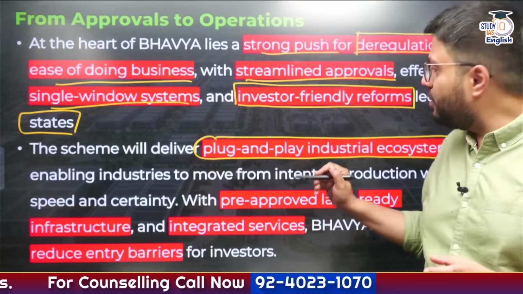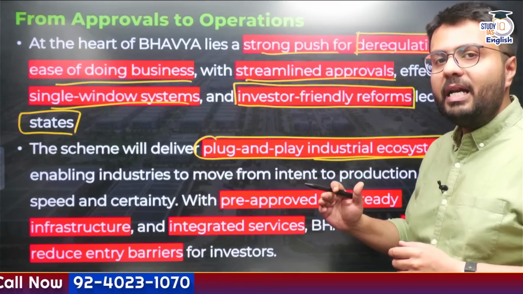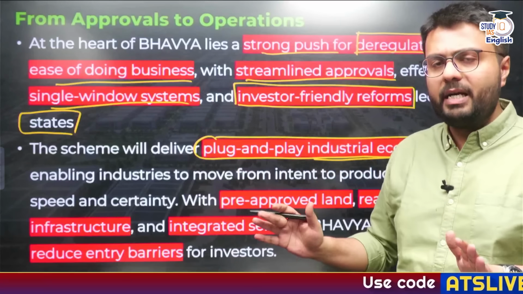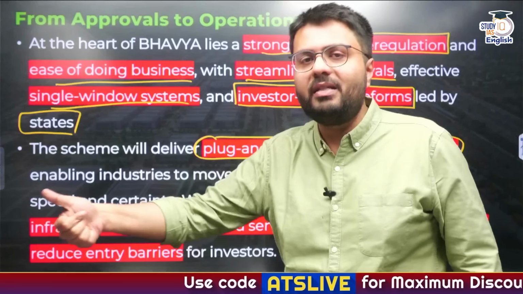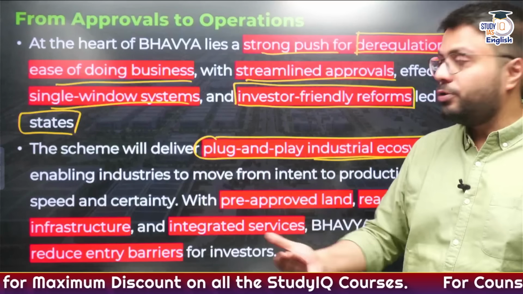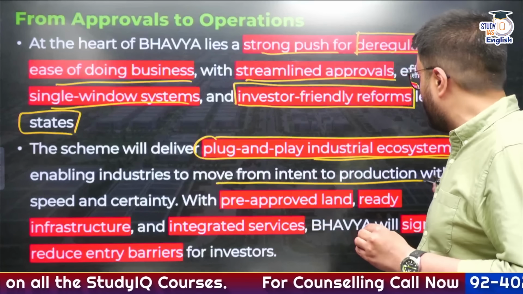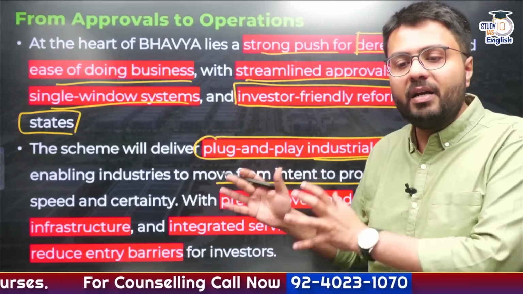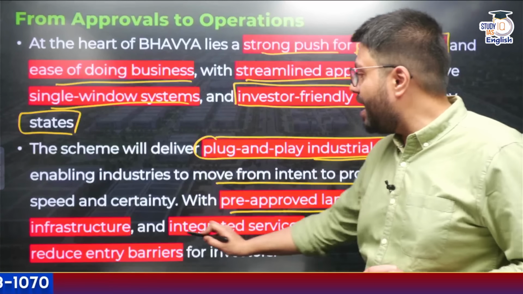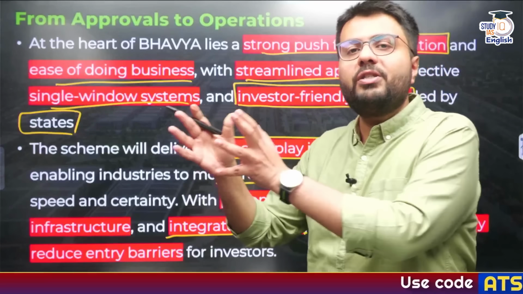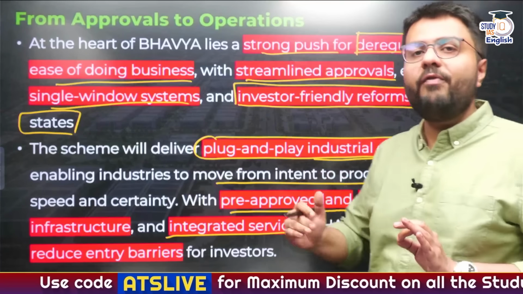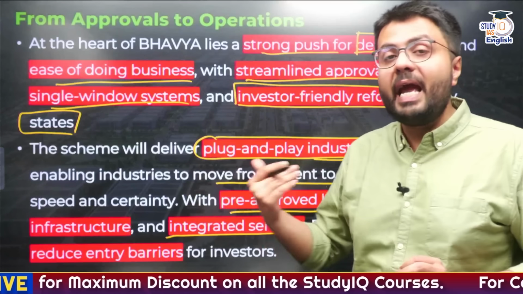So what the government is doing is creating an industrial ecosystem where companies can automatically come, where every necessary infrastructure approval will already be provided. What an industry needs to do is just invest there and set up their establishment. So this is what a plug and play industrial corridor and ecosystem actually means, because it enables industries to move in with an intent of production with speed and certainty, and the government provides pre-approved land, ready to use infrastructure as well as integrated services like transportation, logistics, warehousing, etc. And therefore, it will significantly reduce investment barriers and entry barriers for any ecosystem.